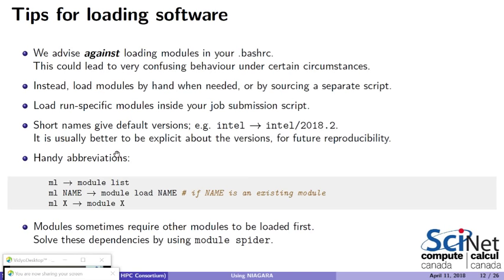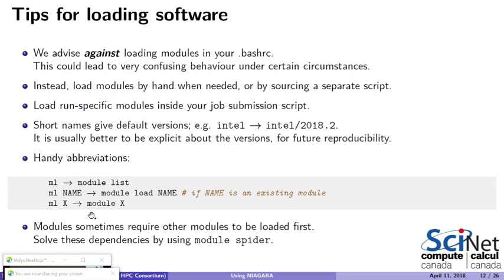There are some handy abbreviations that after a while you can't live without. If you want to do a module list, you can just type ml. If you want to load a module, you just do ml and then the module name, so ml name. And if you want to do anything else, you just do ml again. So after a while, you'll never type module again until you get onto a system that doesn't have the ml command, and your fingers are all crossed.